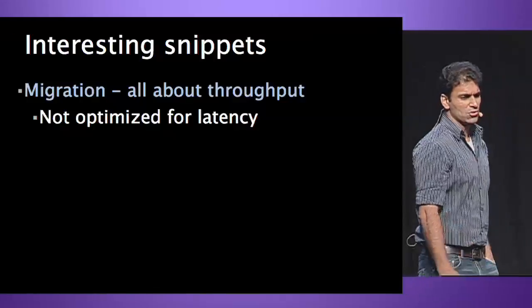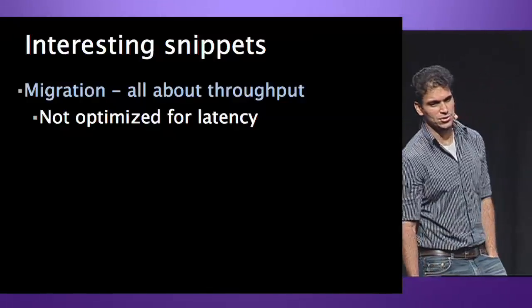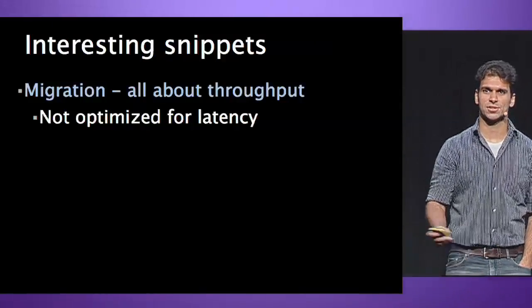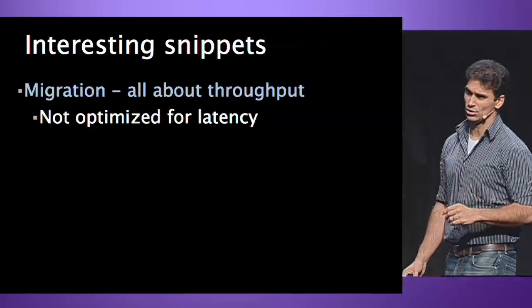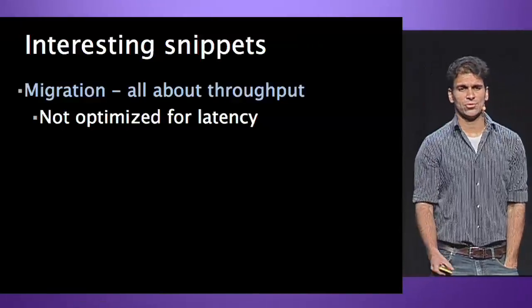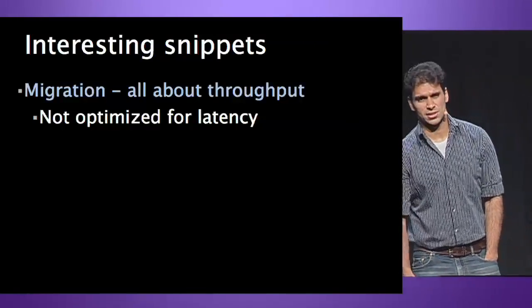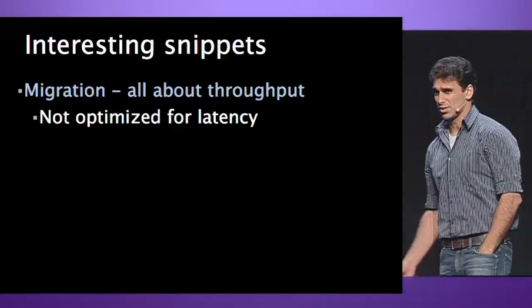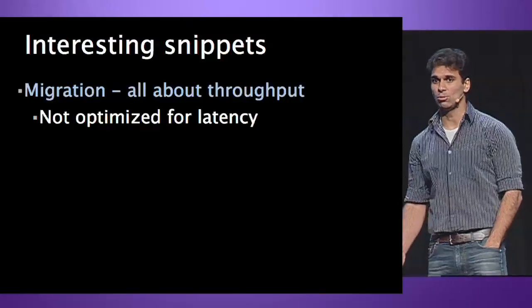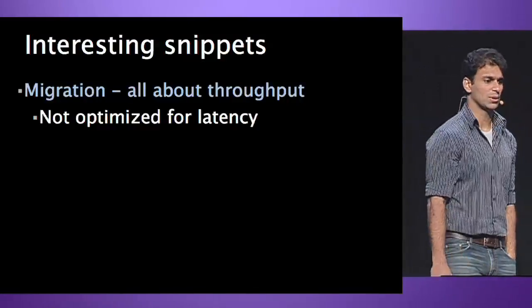So here are some interesting snippets from our experience using HBase, MapReduce, and HDFS across the board, like trying to migrate the user's data. So it's all about throughput. It's not a latency game. It's not about how fast you can migrate a single user. It's about how fast you can get the whole batch done. So we worked that way.